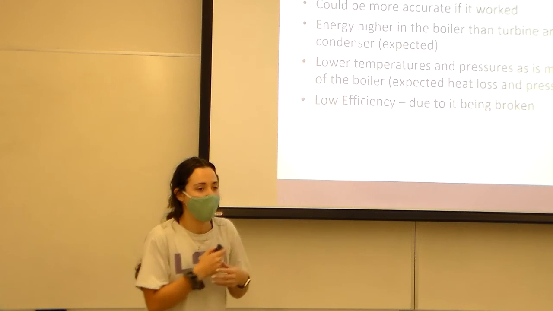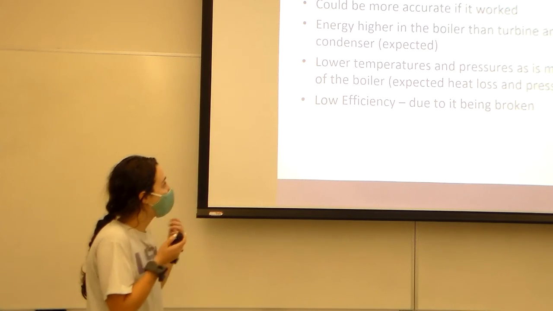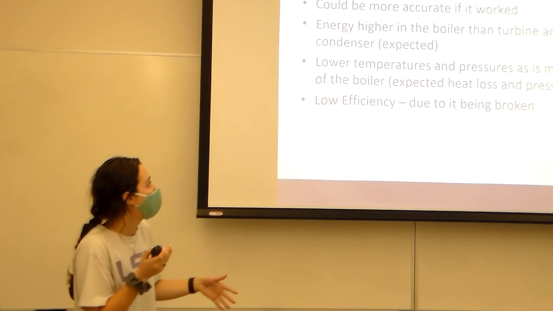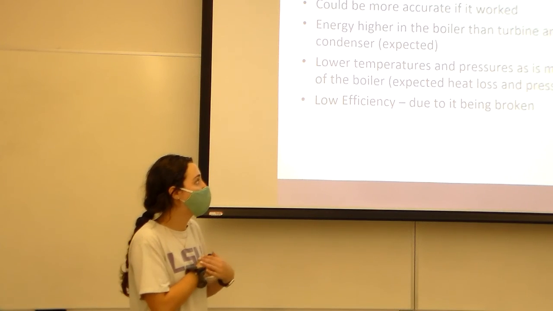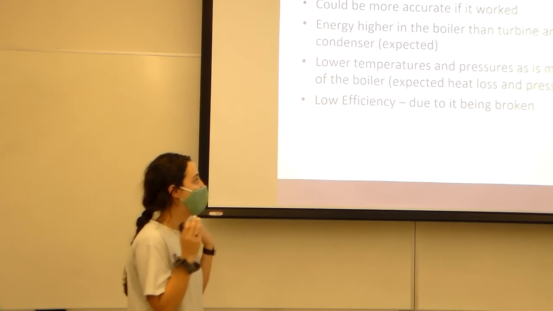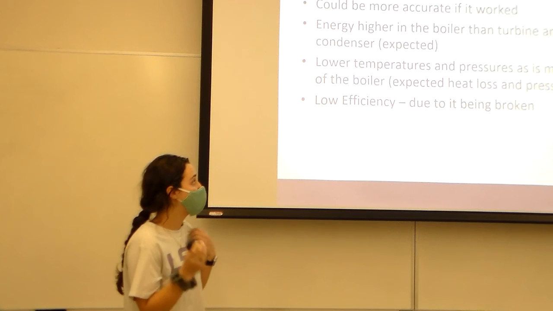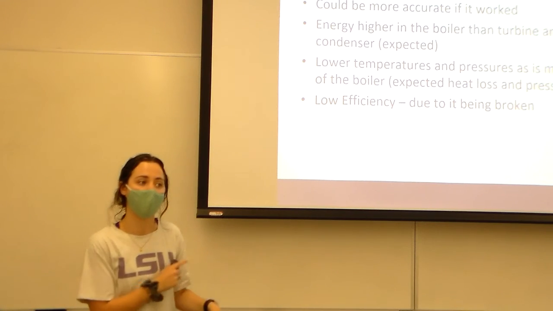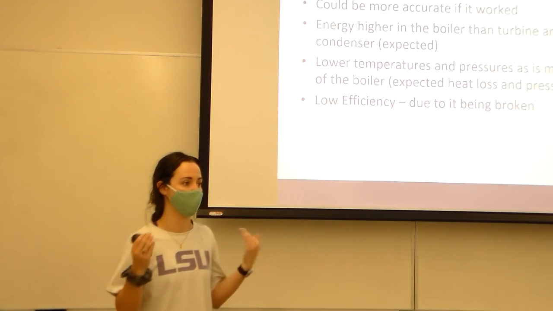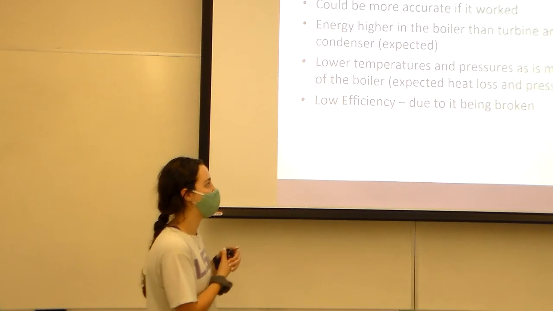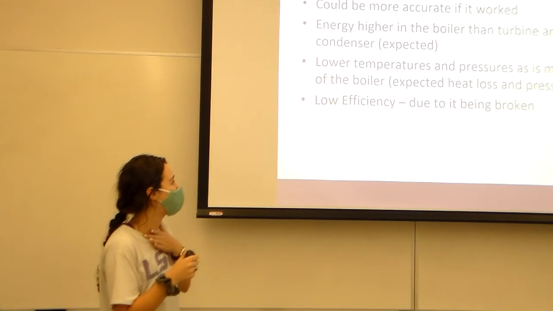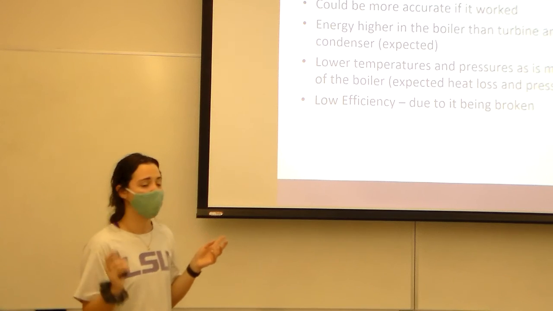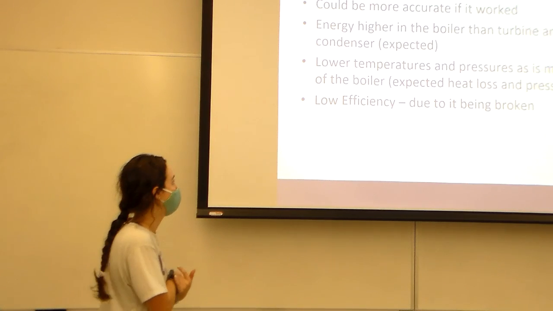In conclusion, obviously it could have been way more accurate, and there is data that's more accurate, but the energy is higher in the boiler than the turbine, which is expected because there's heat being added. There are lower temperatures and pressures as it moves through the cycle, which is expected because the steam is expanding, it's being turned into energy, so the pressure is decreasing. And it is very not efficient.